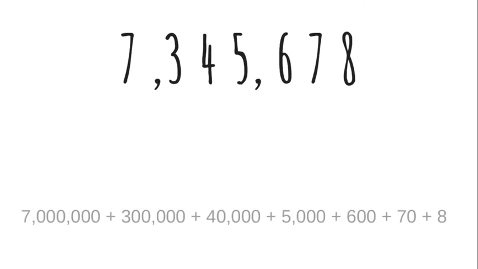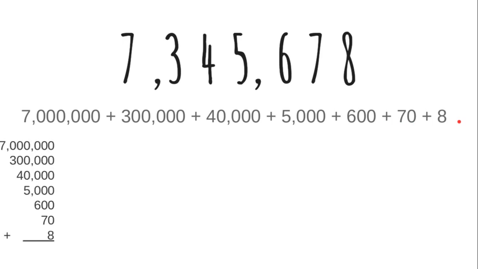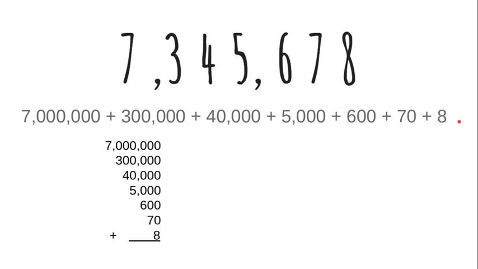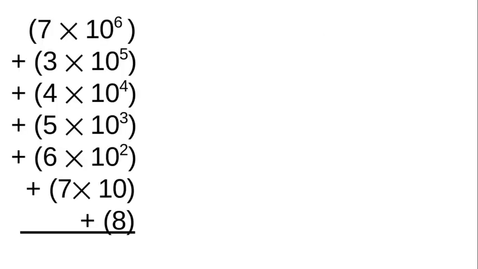All right, but now we need to think about expanded form, and we're going to separate it just like we always do. We're going to take each digit and show what place value it's in by putting in our zeros. So we have 7 million plus 300,000 plus 40,000 plus 5,000 plus 600 plus 70 plus 8. You can see that here stacked, or we can even write it out with exponential notation. Let's see what I mean.